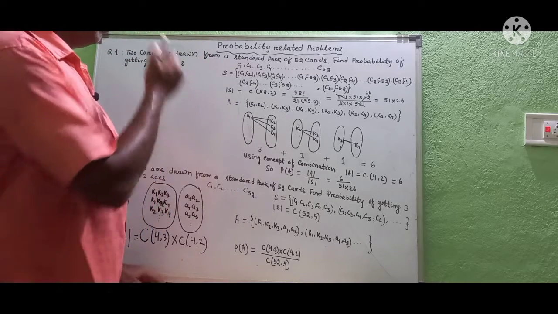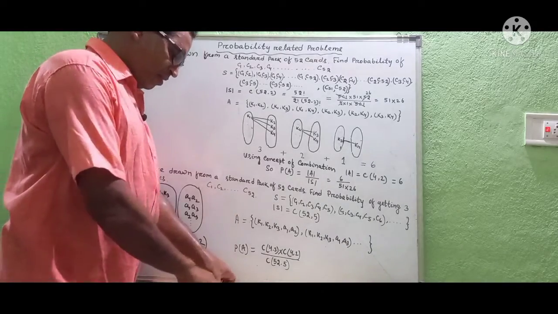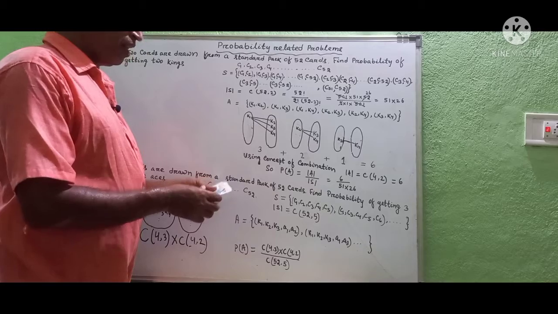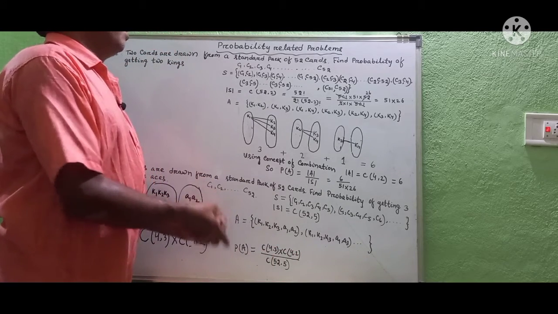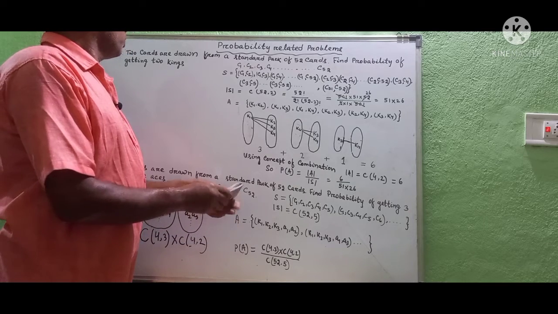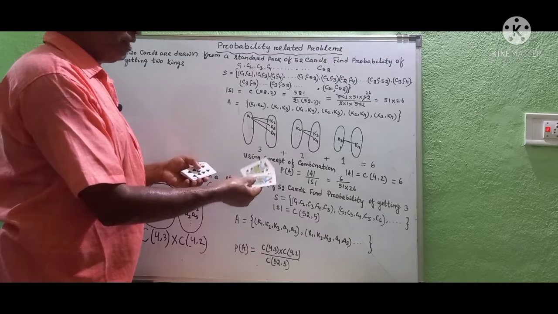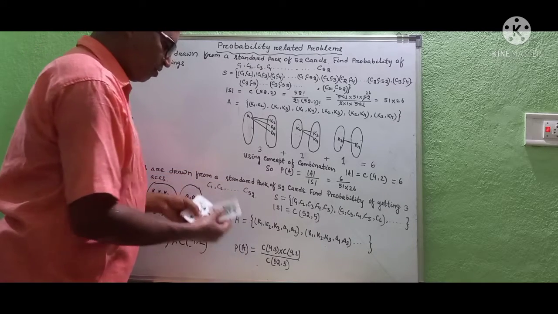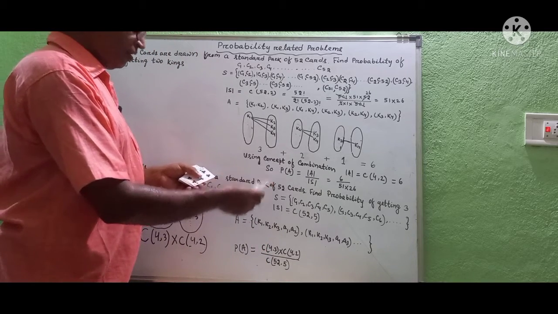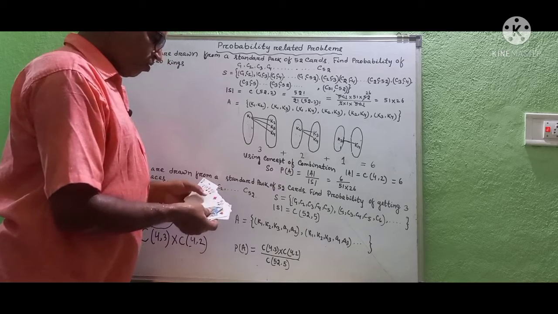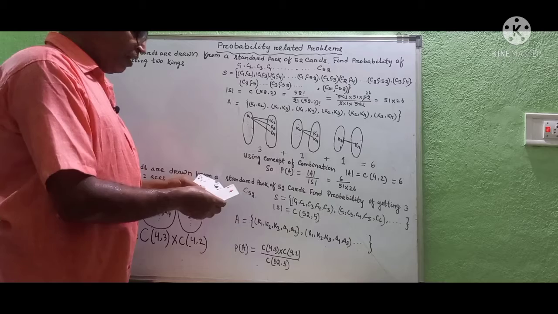Come to solution. There are 52 cards, right? All are total 52 cards. That means you will have to draw two cards, like this, or like this, or like this.